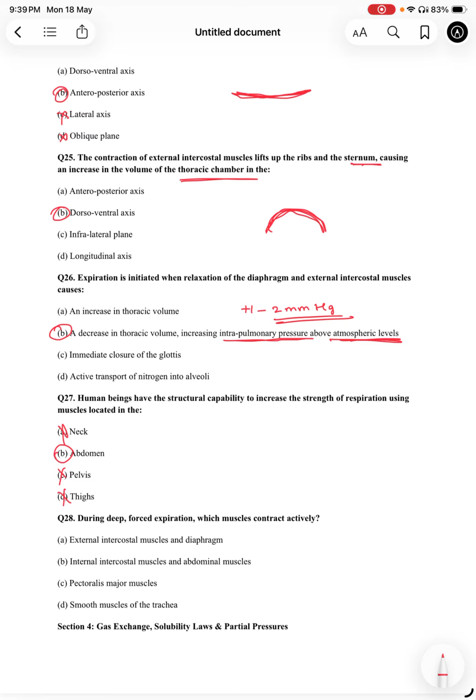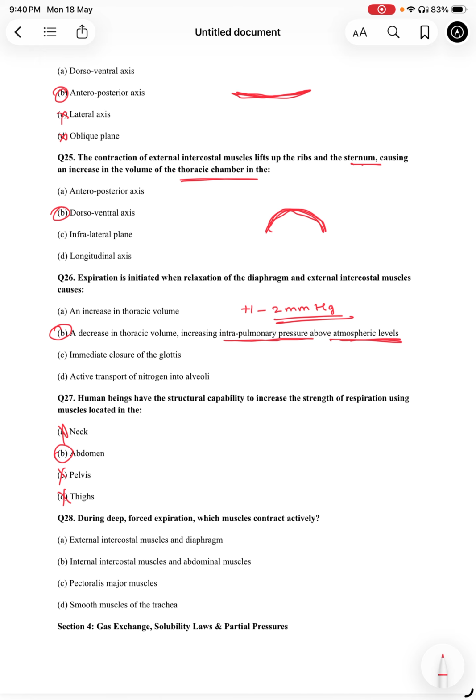Breathing relies on the diaphragm and external intercostal muscles. They can increase the depth and force of ventilation by recruiting accessory respiratory muscles, and they are located in the neck. But the main muscles are in the abdomen.